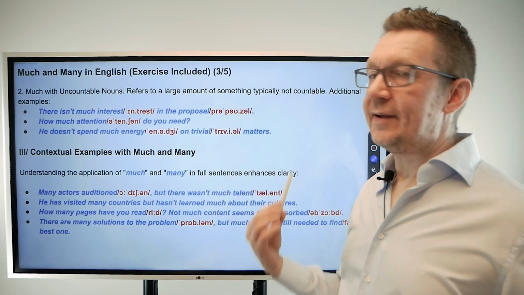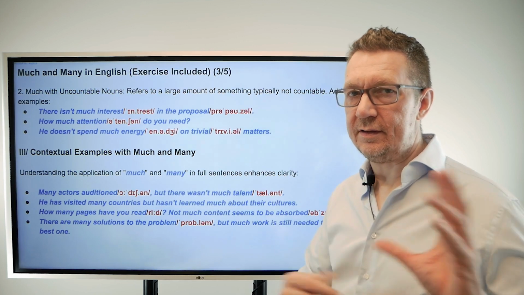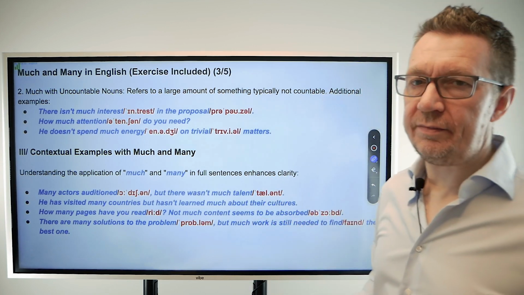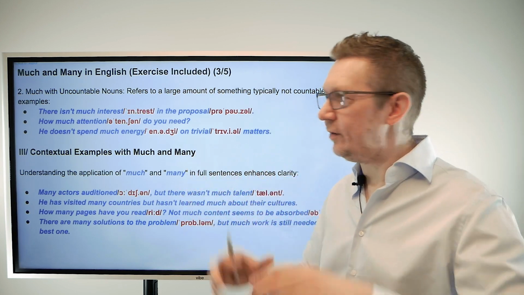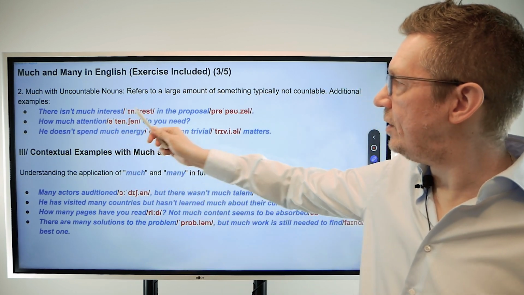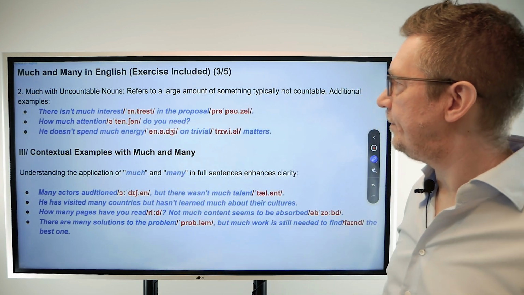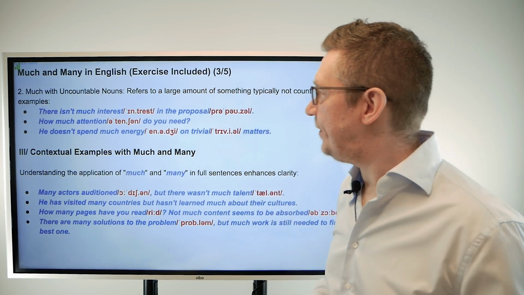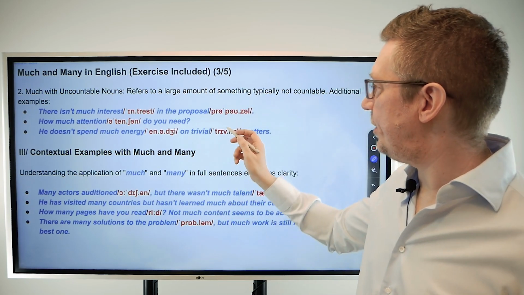So much with uncountable nouns, okay? So this is the difference from many. And it refers to a large amount of something. For example, we're talking about the size of something here. So there isn't much interest in the proposal. So we're saying that the amount of interest is low. There isn't much interest in the proposal.